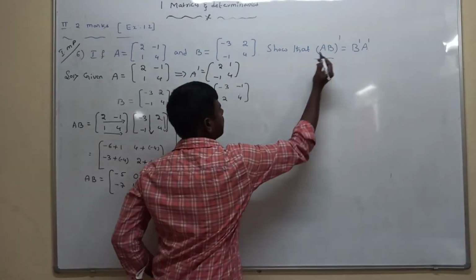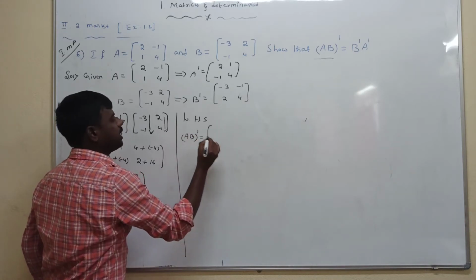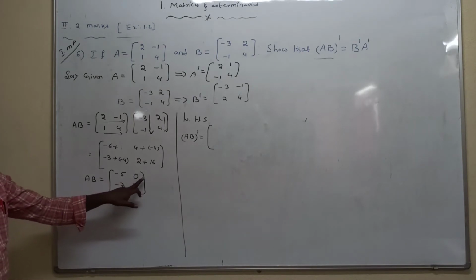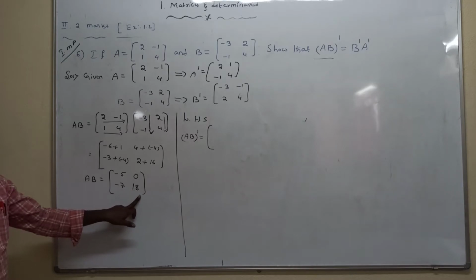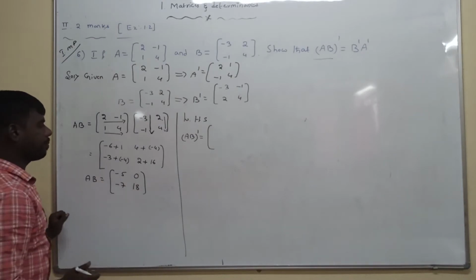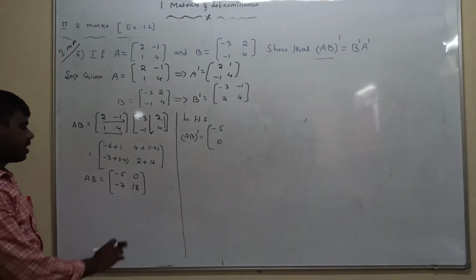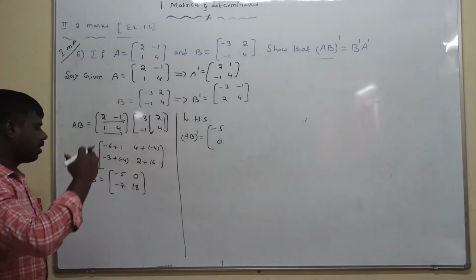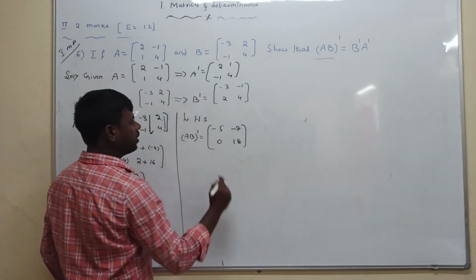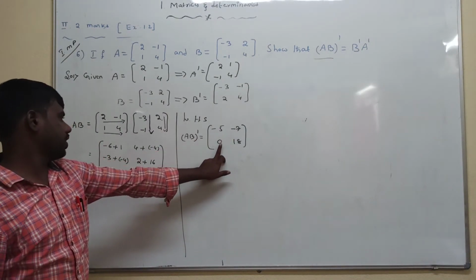So we need to calculate the transpose of AB. So the AB matrix we got is [[-5, 0],[-7, 18]]. Next, the transpose of AB is nothing but interchanging rows and columns. First row elements are replaced with the first column elements, and second row elements are replaced with the second column, we got -7, 18. So the left hand side, transpose of AB, is equal to [[-5, -7],[0, 18]].